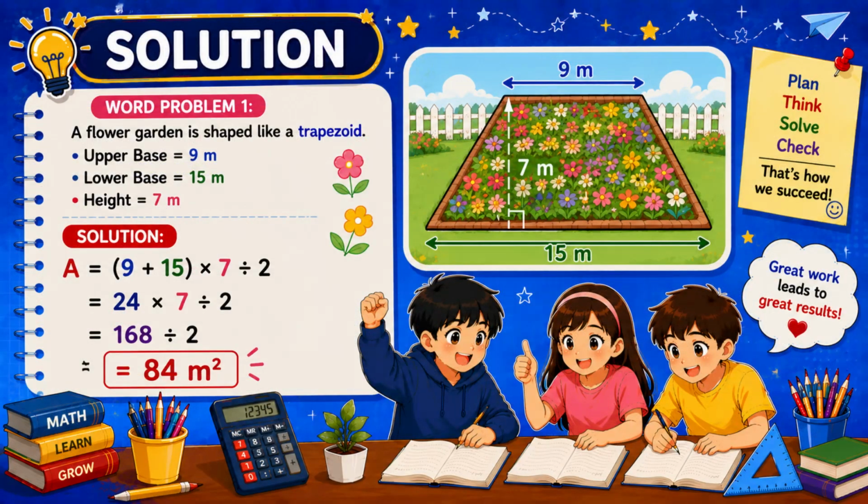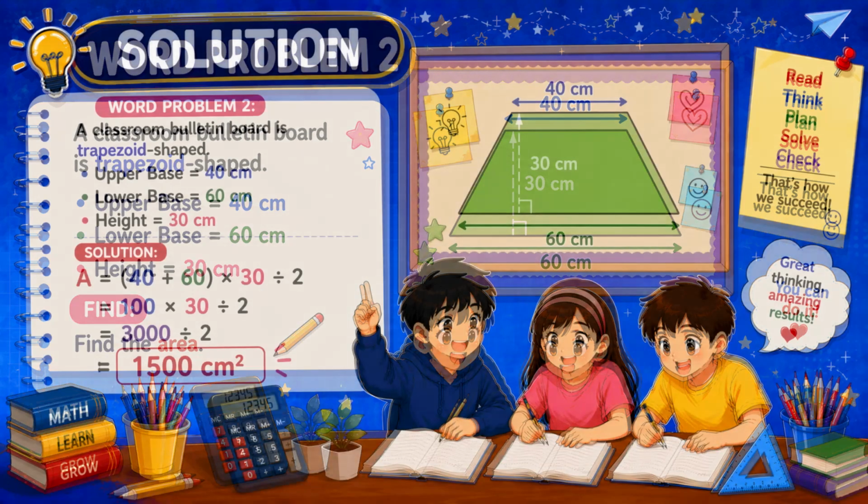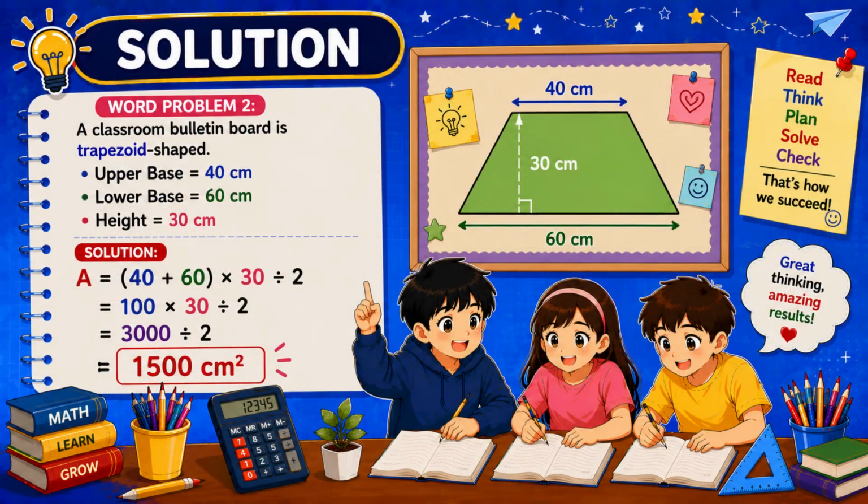The flower garden covers 84 square meters. Let's solve another real-life example. The bulletin board has an area of 1,500 square centimeters.